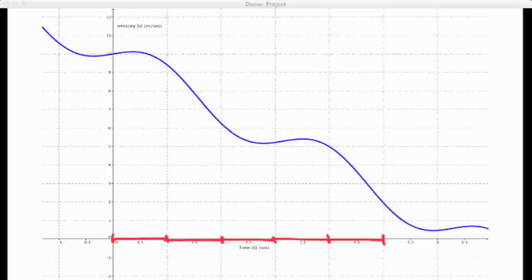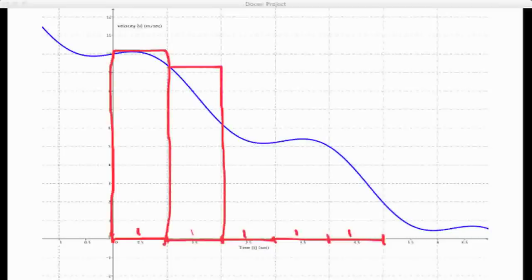Each rectangle in the 5-rectangle estimate has a width equal to 1 because we're dividing up a 5-second interval into 5 equal pieces. Now let's go to the left-hand endpoint of each of these subintervals and look at the heights of each of the rectangles. The height of the first rectangle is at 10. The height of the second one appears to be about 9.5. The third about 6.25. The fourth about 5.25. And the fifth and final one right around 5.